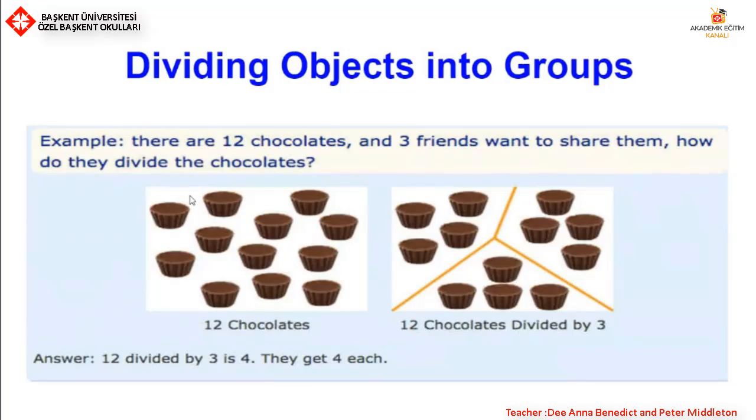It's dividing, and here they are dividing objects into groups. For example, there are 12 chocolates and 3 friends want to share them. How can they divide the chocolates? You can see they divided the chocolates into 4. They have 4, 4 and 4, and they've divided it into 3 groups for 3 friends. So each friend has 4 chocolates each.